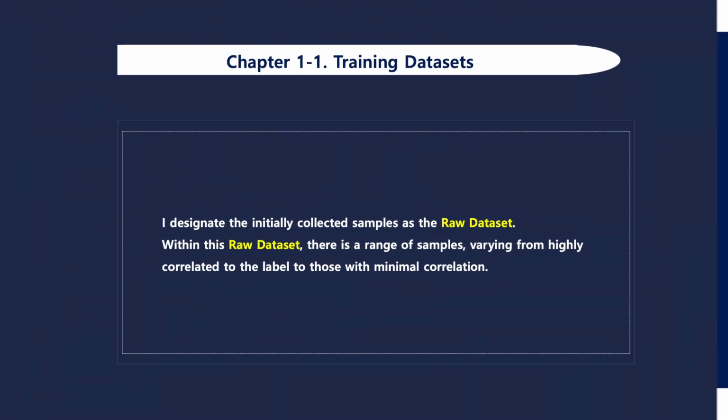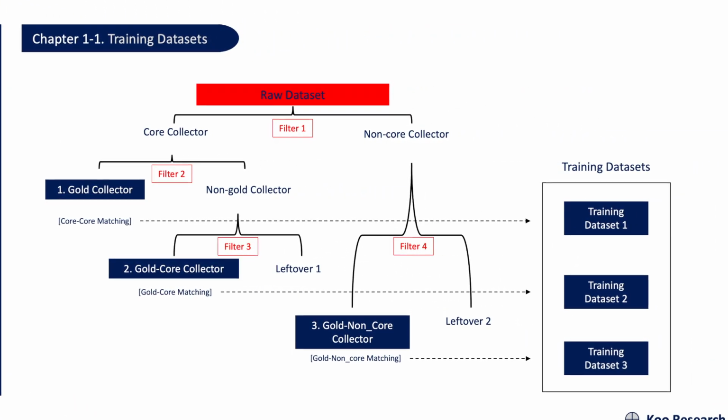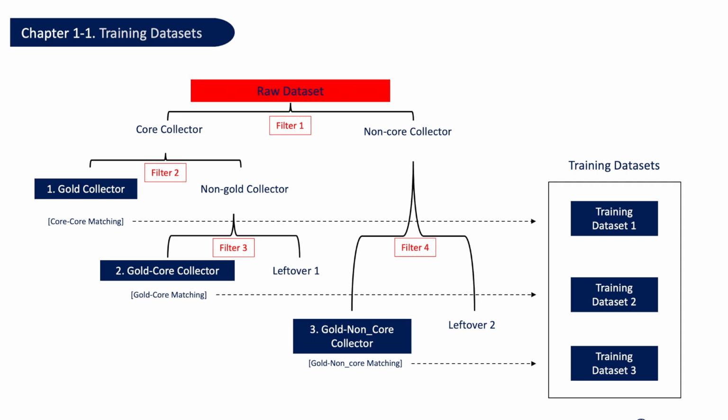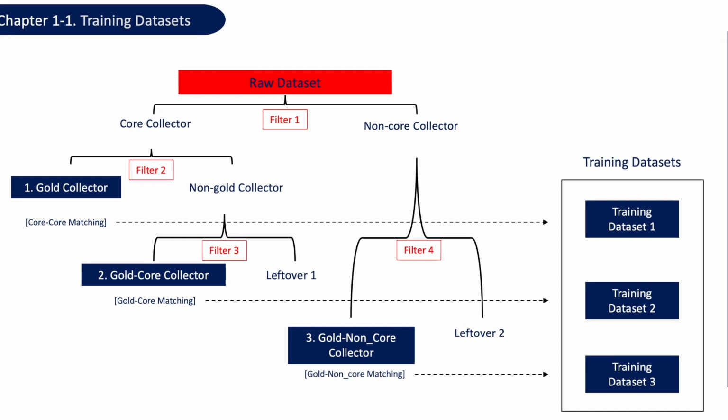I designate the initially collected samples as the raw dataset. Within this raw dataset, there is a range of samples, varying from highly correlated to the label to those with minimal correlation.